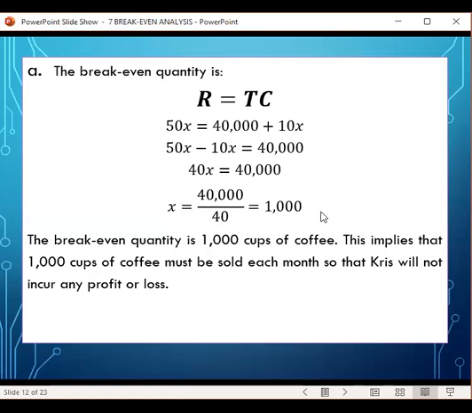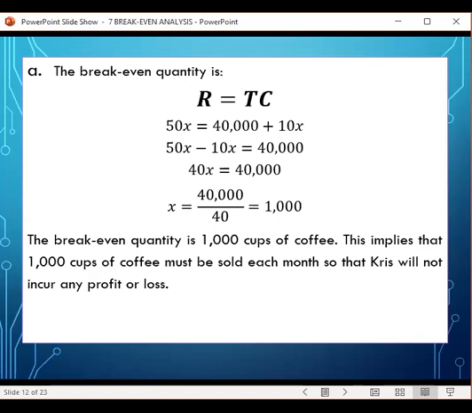Now, this 1,000 is the number of cups of coffee to be sold. Meaning, the seller must sell 1,000 cups of coffee first to reach the break-even point. Meaning, by selling 1,000 cups of coffee, there is no loss and there is no gain.